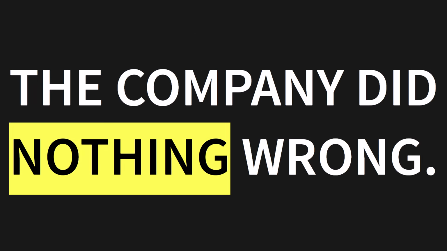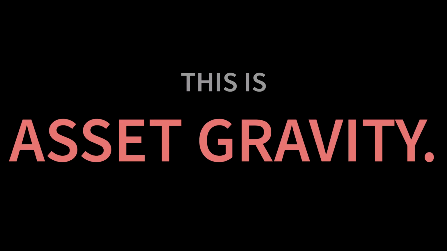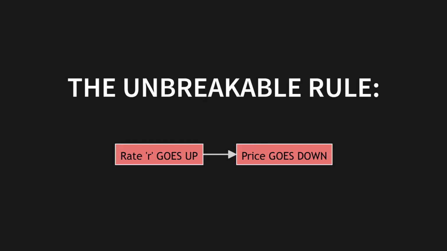Let that sink in. The company did nothing wrong. It's still a rock. It's still churning out that guaranteed $10 a year. So what happened? The safe alternative, just sitting on cash in the bank, became more attractive. That's all. This is asset gravity. As the risk-free rate goes up, it creates a gravitational pull that drags down the value of everything else. Stocks, real estate, art, you name it. It's an unbreakable rule. Look at this diagram. When the rate R goes up, the price of assets goes down. They move in opposite directions, always.